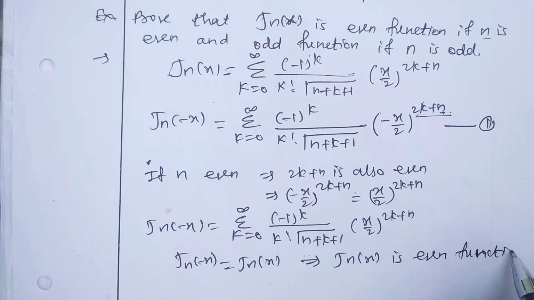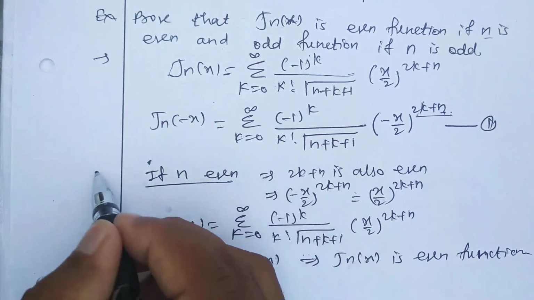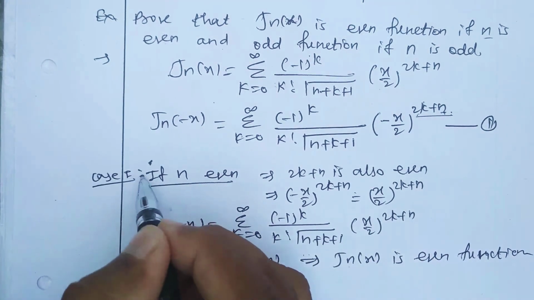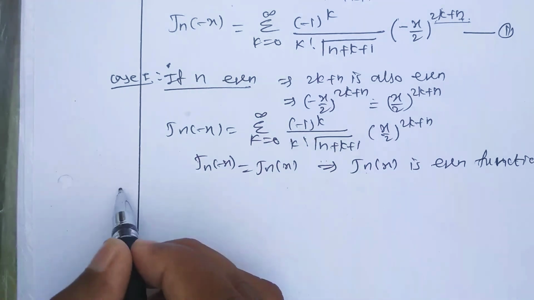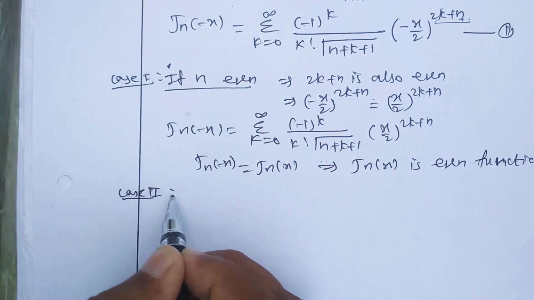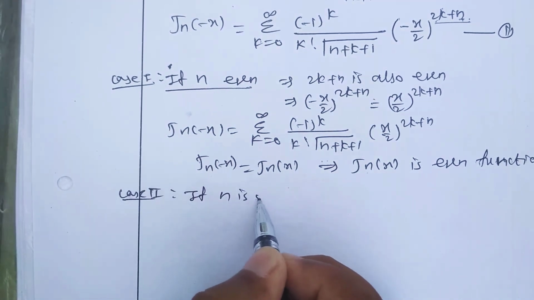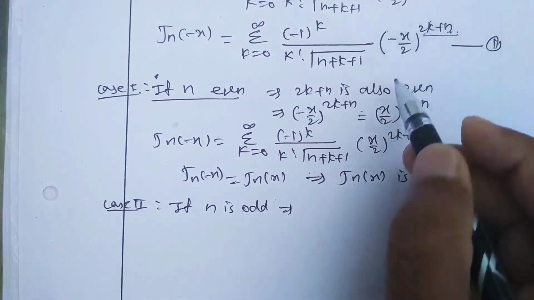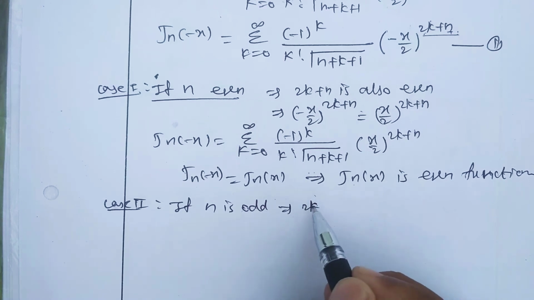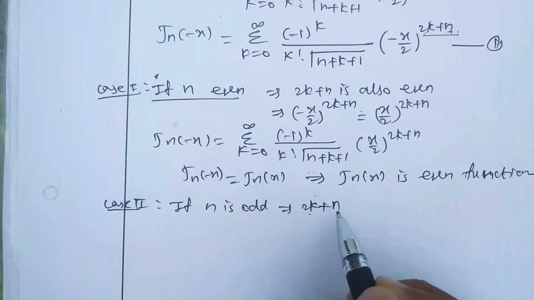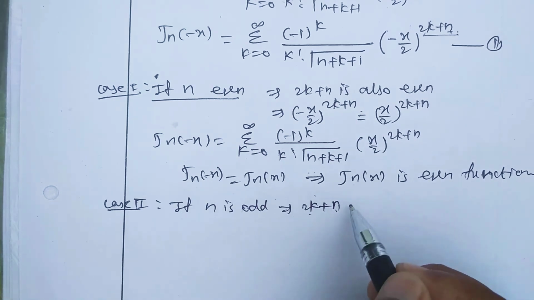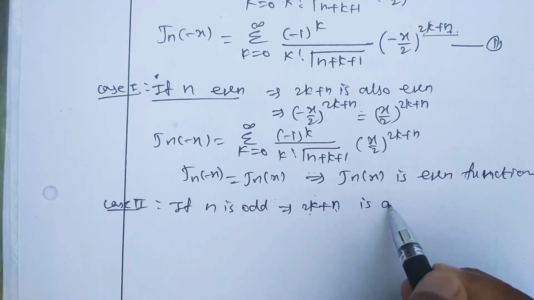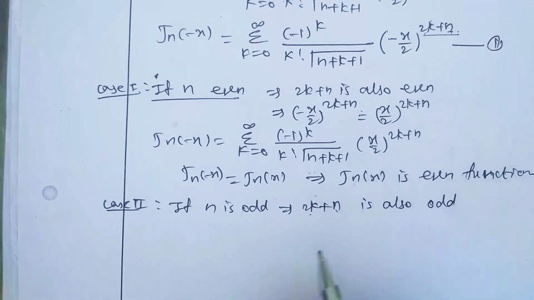This implies Jn of x is an even function. When it is an even function, we took the case if n is even, that is case first. Now case second, that is if n is odd. See what happens. If n is odd, what about this number? Now this 2k is always even, plus this n is odd. So an even number plus an odd number, the addition becomes odd.